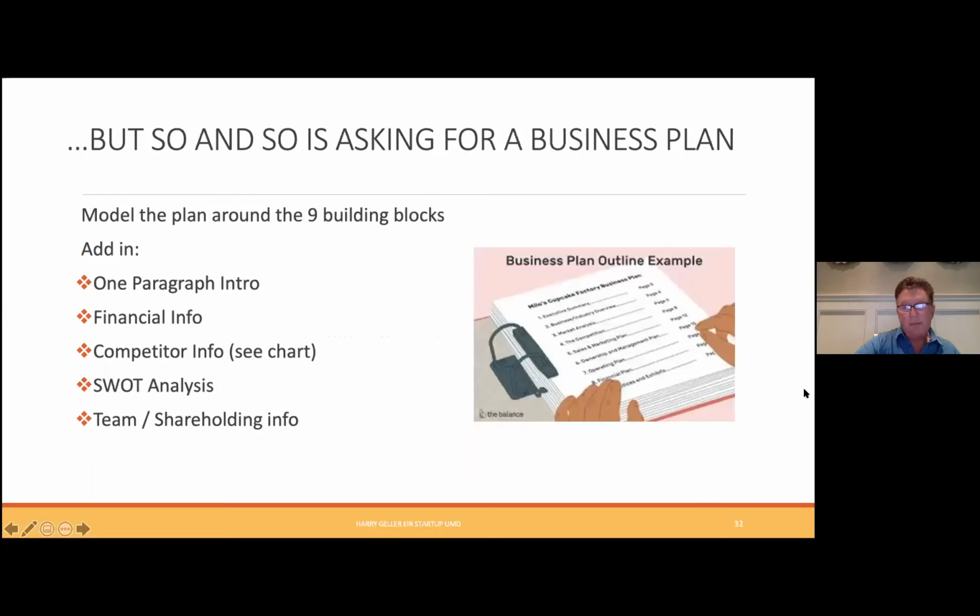Now you might say, well, people still ask us for a business plan, so what do we do? What I would do, and have done in the past, is model the plan around the 9 building blocks. So each building block may be a paragraph on how you're going to tackle each one. You add a paragraph intro. You add some basic financial info. You use the competitor info chart that I displayed. Some people like to do a SWOT analysis, which is pretty easy to figure out. They're online. And then you add a little bit about your team and shareholding. So there's your business plan.